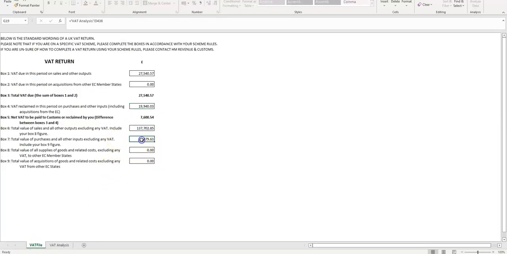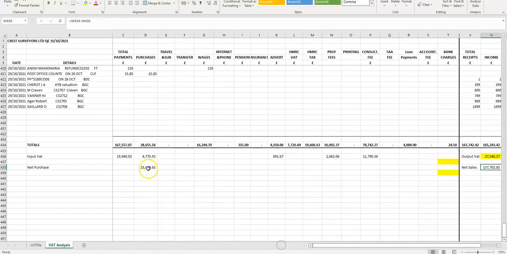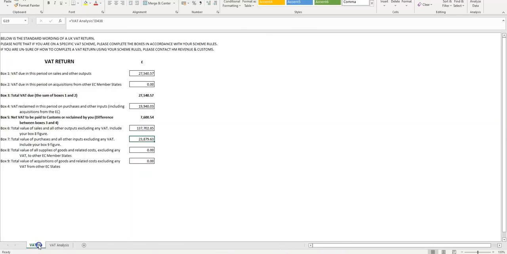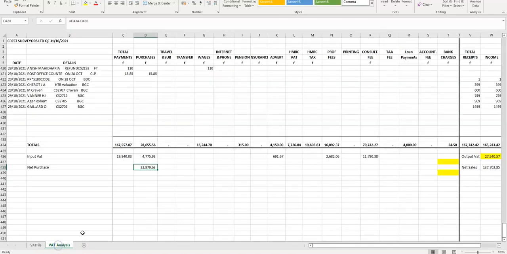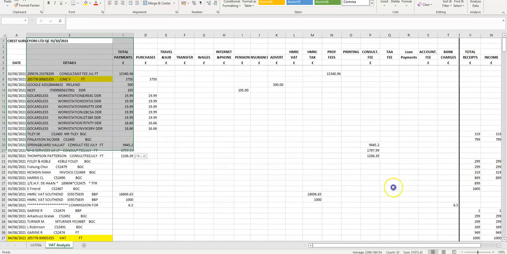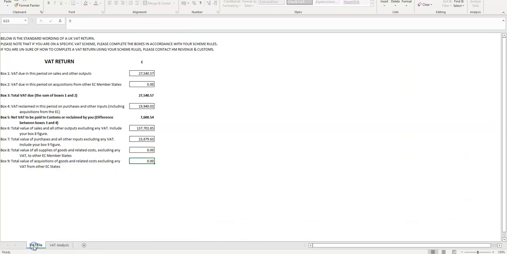And the purchase, how much is the net purchase? Net means that there should not be any VAT inside, and that's my net purchase that we have calculated, 23,879, and this is here. We don't have any dispatch or sales to the European country. We don't have any purchase from the European country, so that's why boxes 8 and 9 are empty. And that's how, after the analysis of the VAT return, we have to complete these boxes. And once these boxes are completed, we are ready to submit our VAT return.